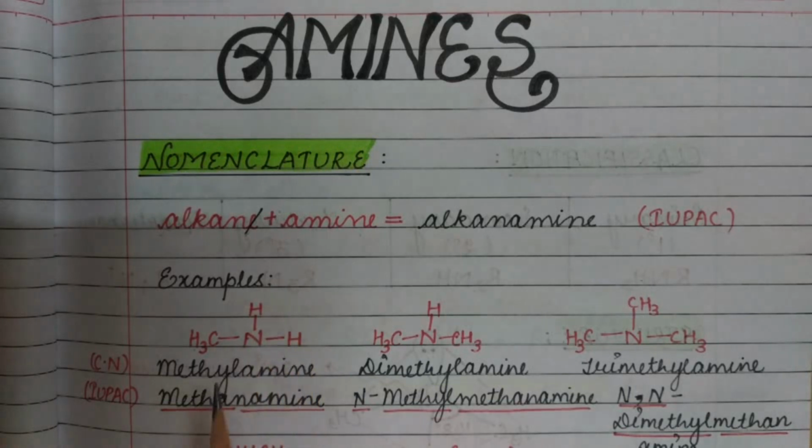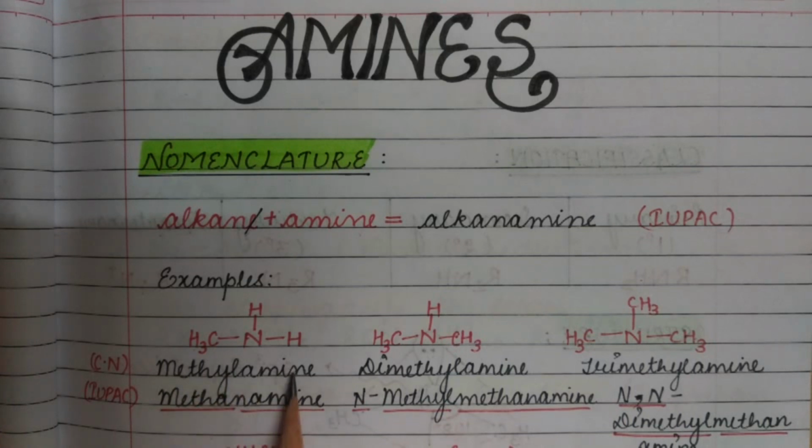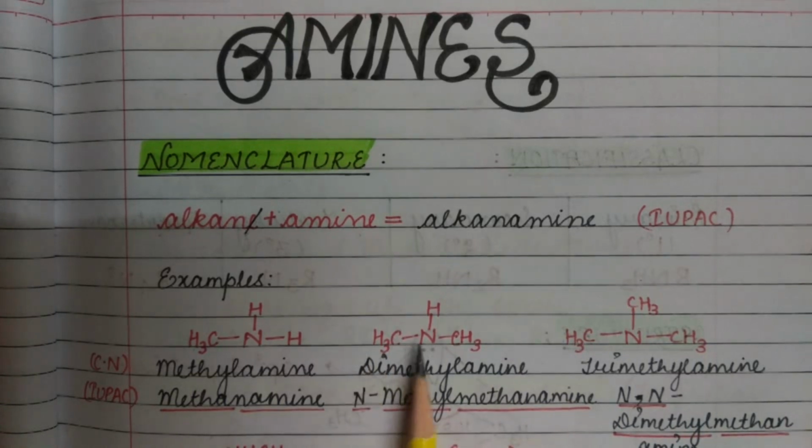For example, here a CH3 group is attached to the nitrogen, and this can be named as methanamine because the alkane is the methyl group, so it will be methanamine. According to the common name, it is written as methylamine. Similarly, this is written as dimethylamine according to the common name, and it is written as N-methyl methanamine according to the IUPAC name.